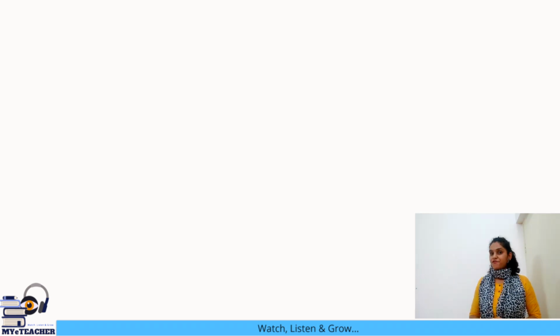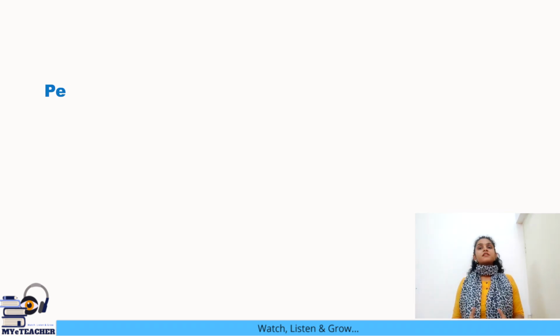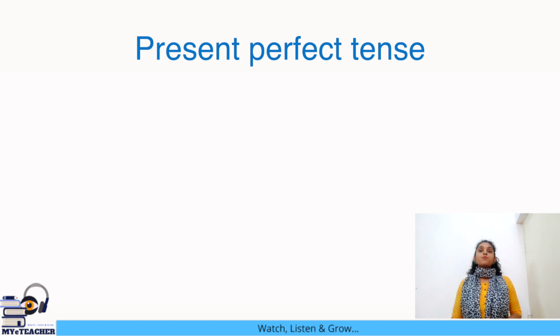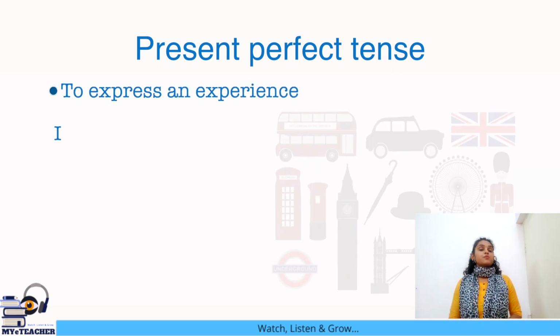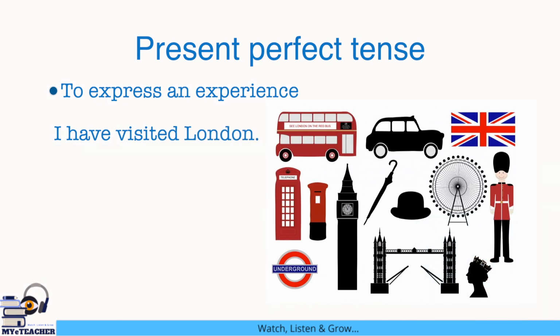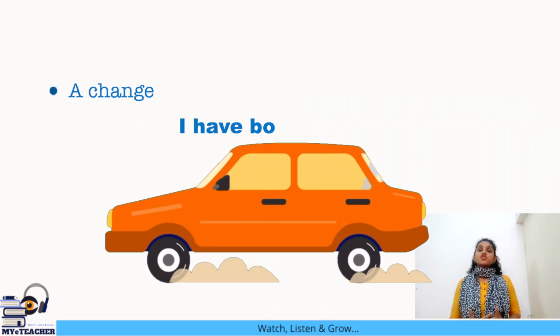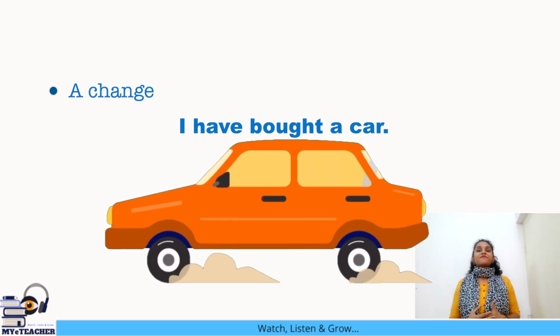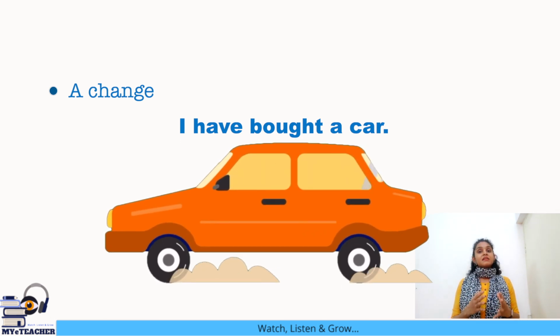Let's now look at perfect tenses. Perfect simply means complete. So what do we use perfect tenses for? Let's first talk about present perfect tense. We use it to describe an experience. I have visited England. It's an experience I've had, and so I describe it in present perfect tense. A change. I have bought a car. It's a change that has come into my life. So I express it in present perfect tense.